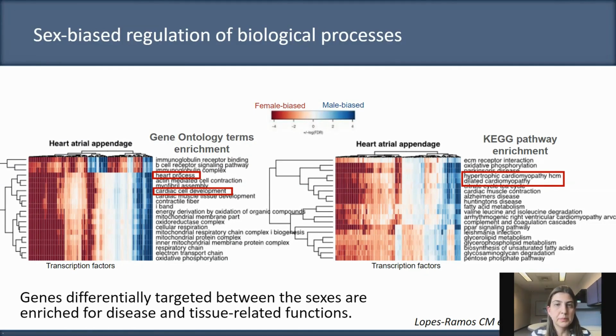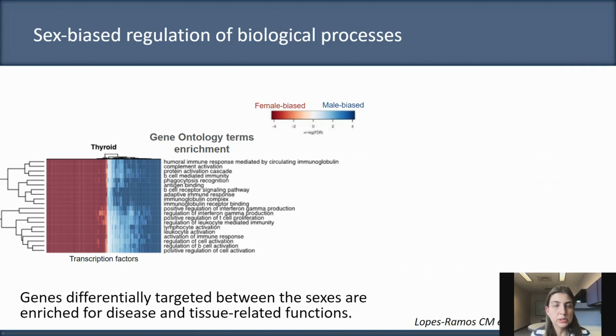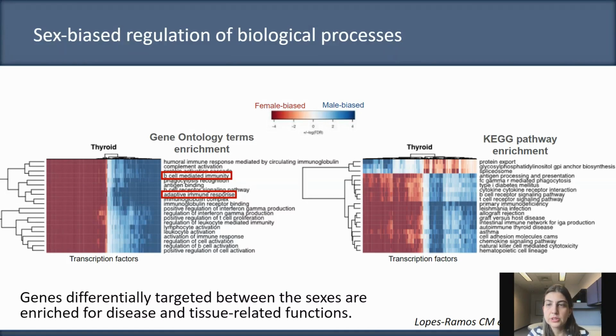The last example that I wanted to show today is thyroid. A lot of the immune processes in thyroid are being differentially targeted between males and females, and also autoimmune thyroid disease, another disease with sex bias manifestation, is being differentially targeted between males and females.